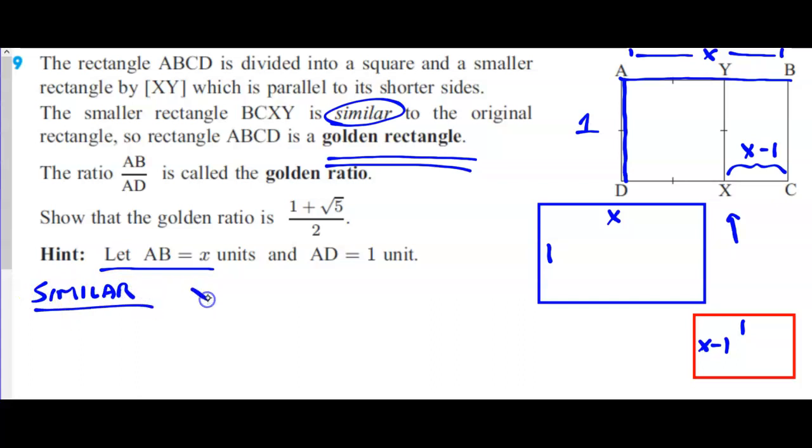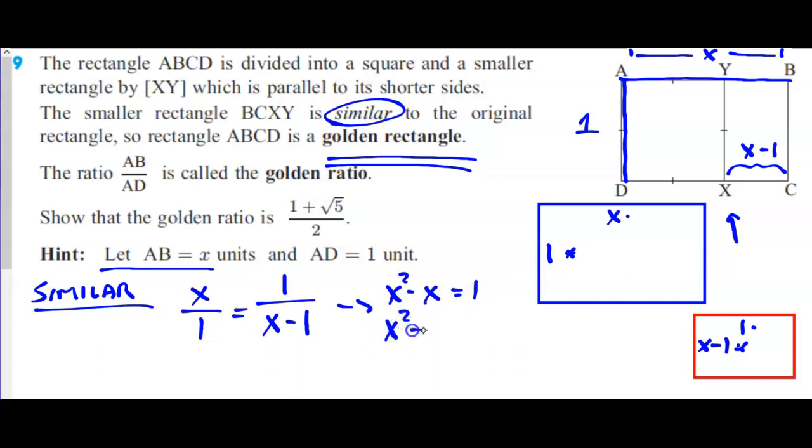then X over 1 should equal, so this length over this length should equal this length over this length. Mr. Sayers, that's not how my geometry teachers had it. It means they had to do this one over this one equals this one over this one. You get the same thing. Okay, cross multiply. You get x squared minus x equal to 1. X squared minus x minus 1 equals 0.